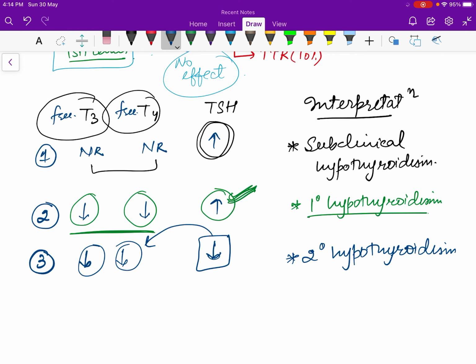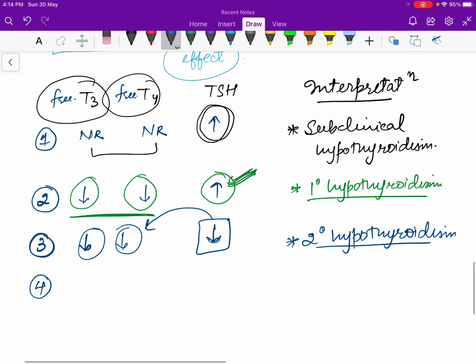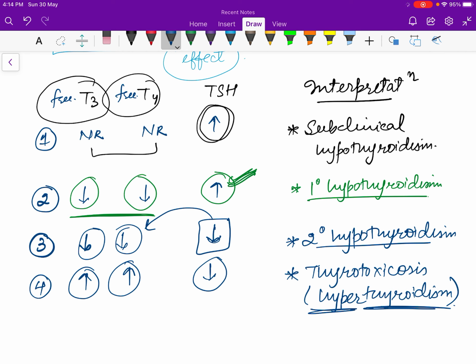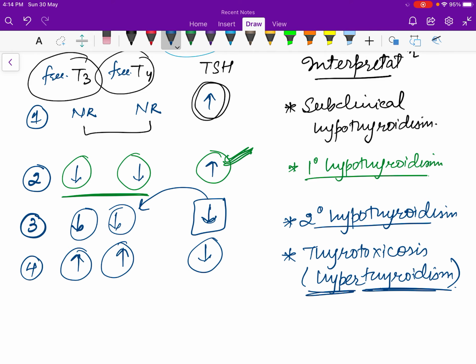Now point number 4: there will be more T3, more T4, and because of feedback inhibition there will be less TSH. More T3, more T4, less TSH. So this condition is called thyrotoxicosis or hyperthyroidism. So this is about the thyroid function test.